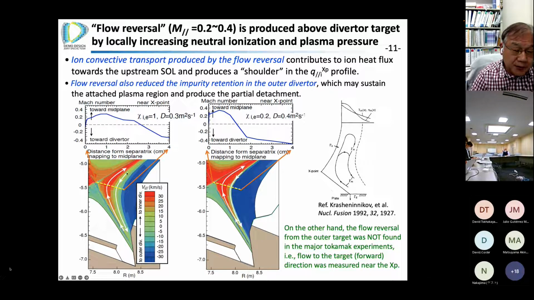Usually the flow goes to the divertor. On the other hand, especially locally, the recycling is enhanced. Therefore, the pressure increases, and the flow reversal appears like here. This flow reversal is more dominant.